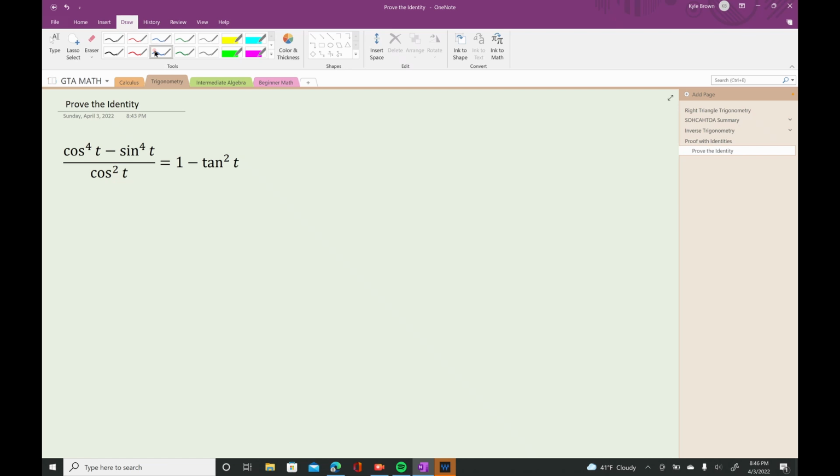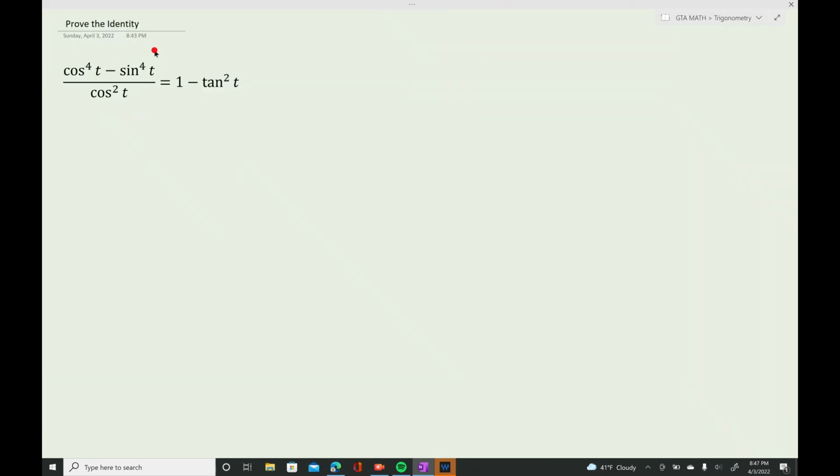This one has a couple steps to it, but it shouldn't be too difficult if we just keep everything organized. But whenever I do a proof, I like to make sure that I take the more difficult side and simplify it. So if I'm looking, I'm going to notice this stuff is kind of crazy, and I would rather simplify this than expand 1 minus tan squared t.